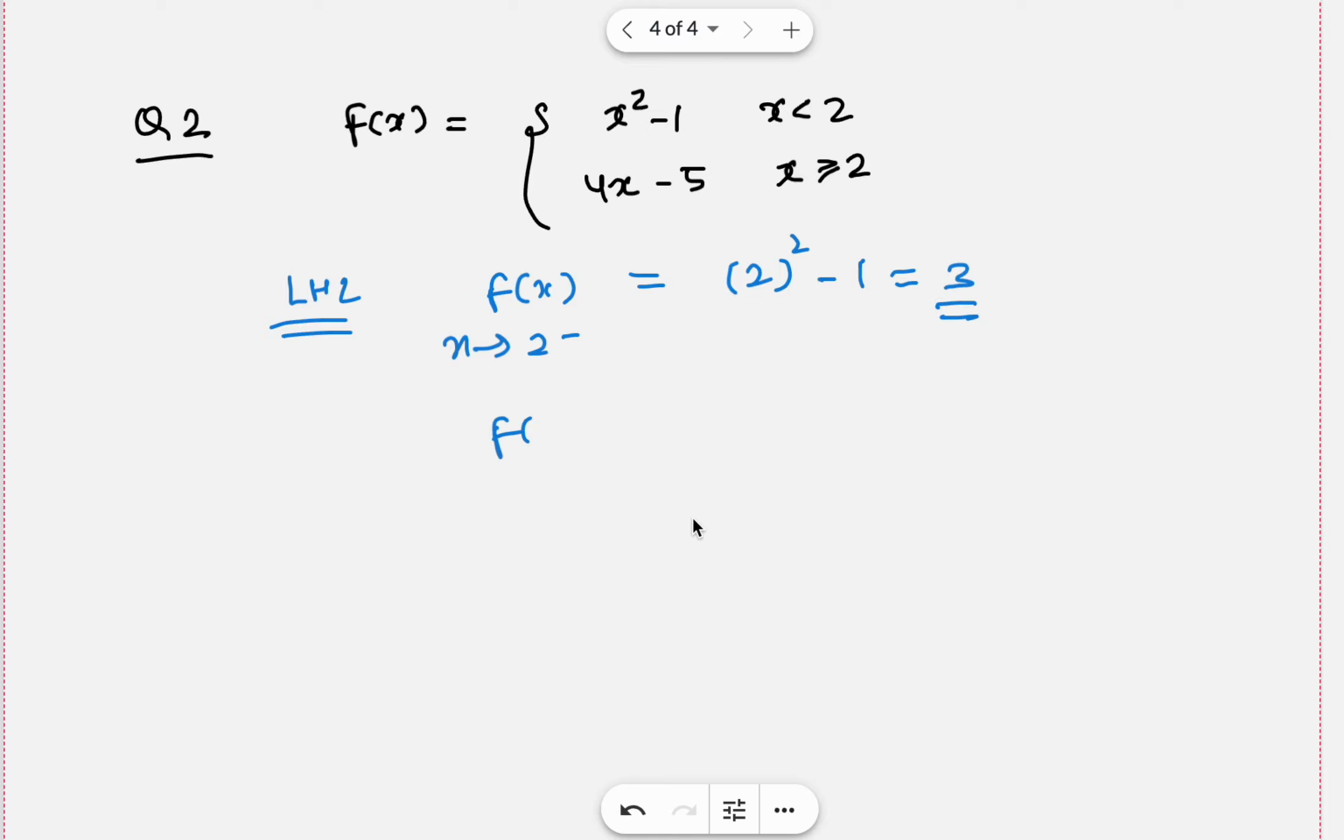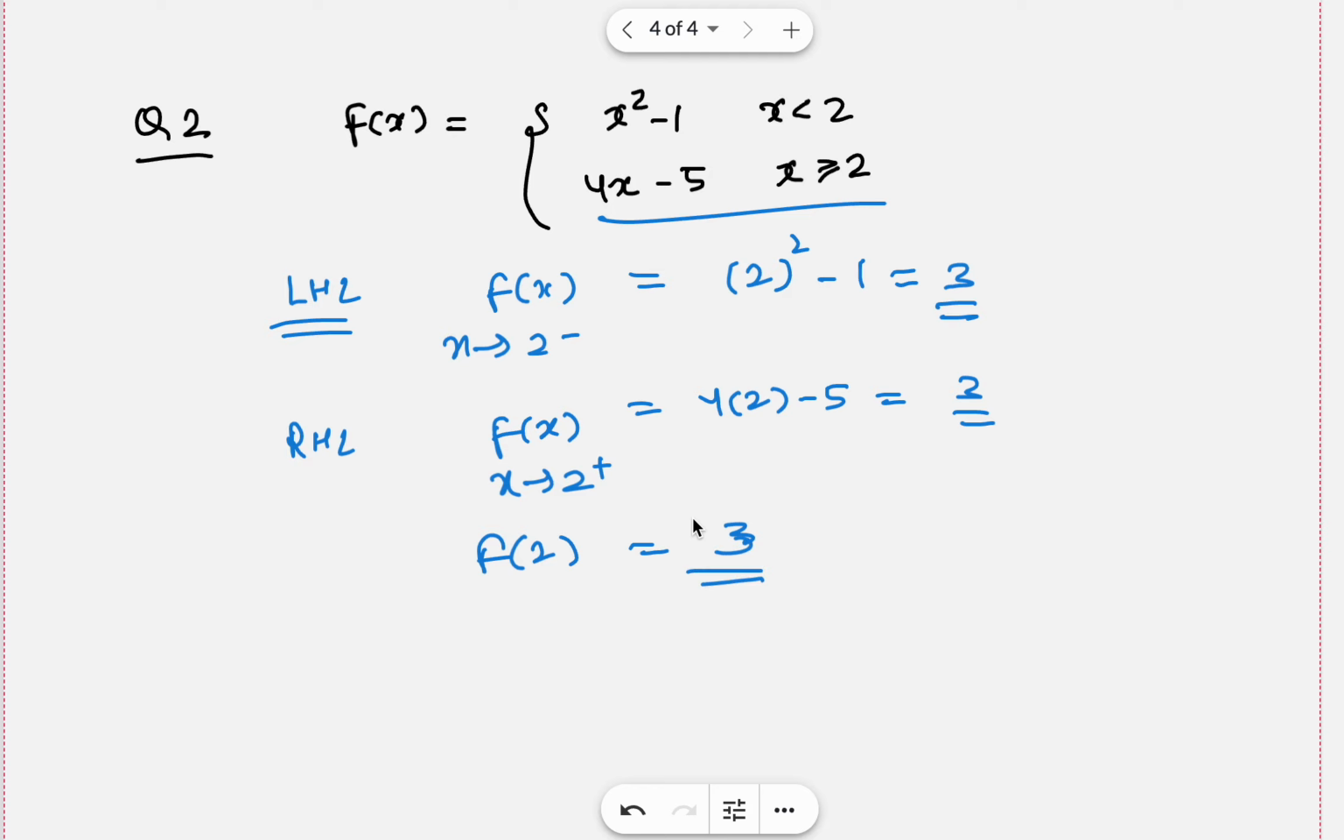Now for the right hand limit, I have to use this function. For x tends to 2 plus, that is equal to 4 into 2 minus 5, which is also equal to 3. And f of 2 is also equal to 3. So at x equal to 2, the limit exists, and we can say this function is continuous at x equal to 2.